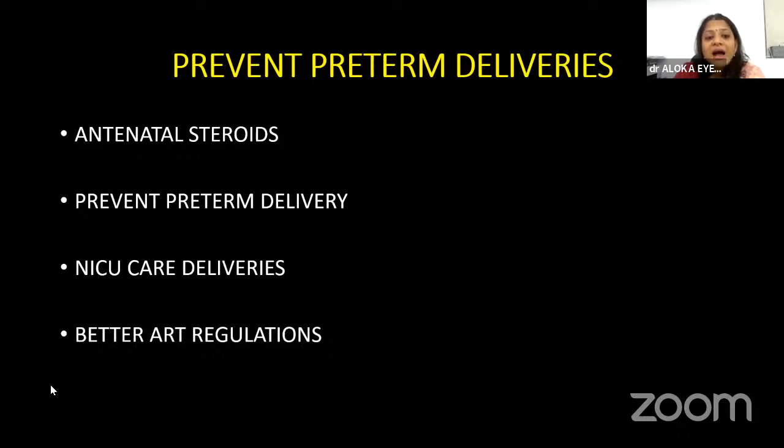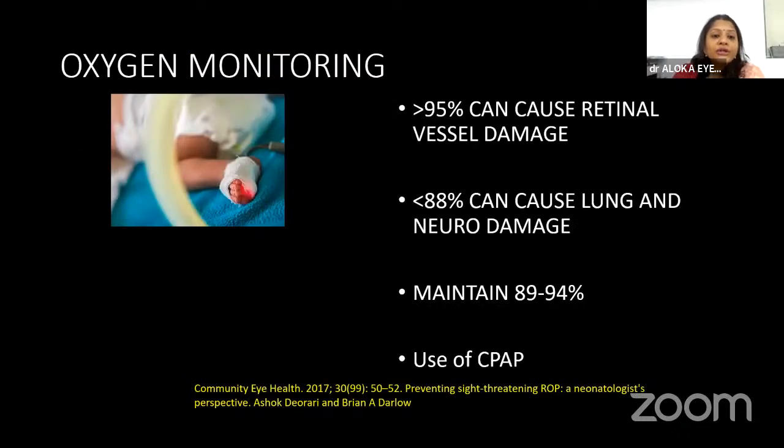Make sure that these high-risk mothers do not deliver in services where there are no NICUs. And therefore, NICU care deliveries is an absolute must. Better assisted reproductive regulations have come into place which prevent inoculation of more than one egg, and therefore prevent multi or twin and triplet deliveries, which are more likely to go for preterm labors. How can you monitor the oxygen?